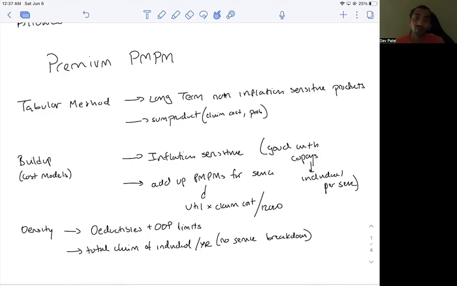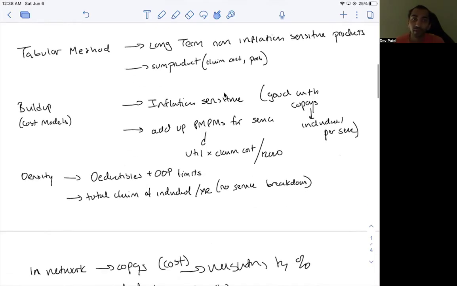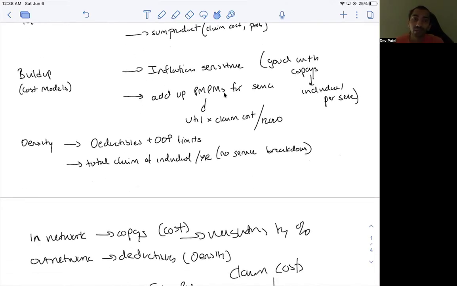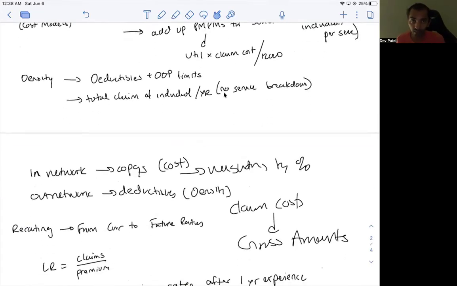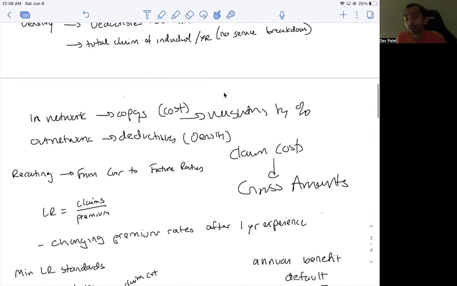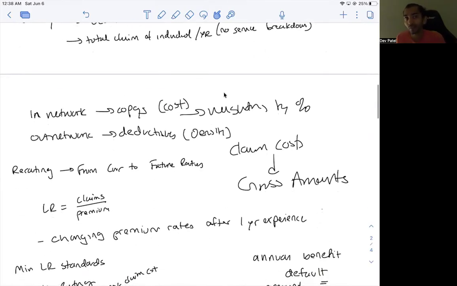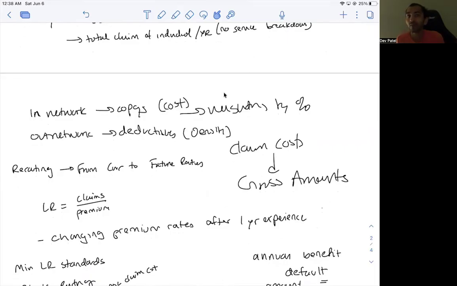And PMPM, we know, is utilization times the claim cost divided by that 12,000 to get to your per member per month. Density is what you use when you have deductibles and OOP limits. It's the total claim of an individual per year. There's no service breakdown. That's why it's essential that you use density for deductibles and OOP limits. In network, you have copays, out of network deductibles, and you can typically do a weighted average of these depending on the percentage of in network versus out of network.